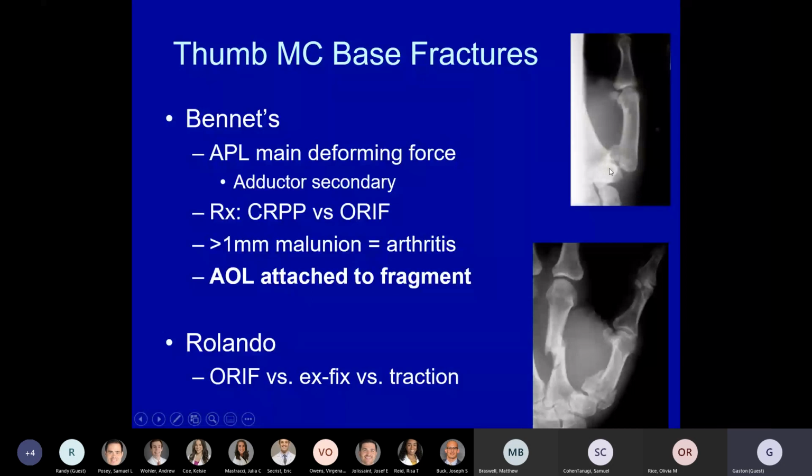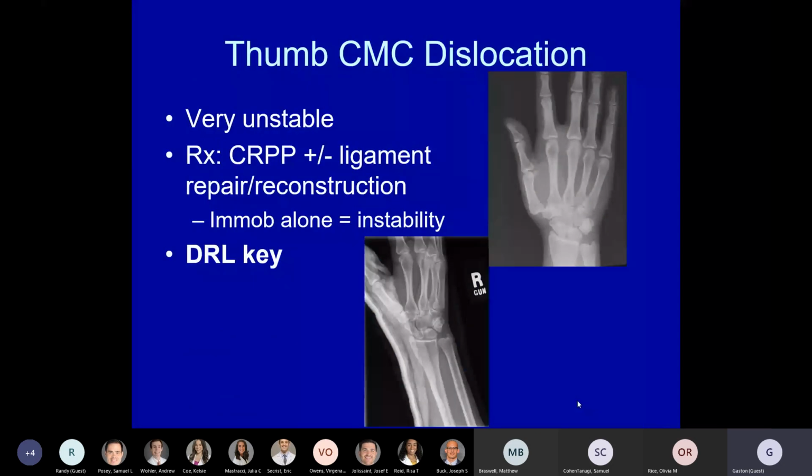The answer is the anterior oblique ligament, also known as the beak ligament or the AOL. That used to also be the answer to what's the most important stabilizer of the thumb CMC joint. That is no longer the answer. The answer to that would be the dorsal ligament complex or the dorsal radial ligaments. A Rolando's fracture is just a comminuted fracture at the base of the thumb metacarpal. They're going to want you to do ORIF or X-fix.